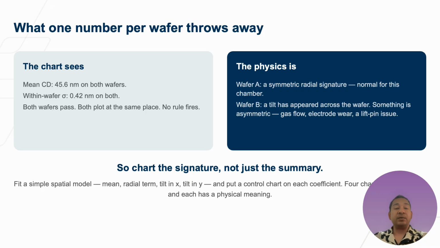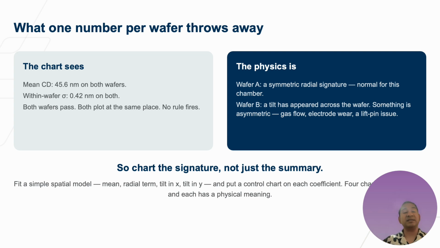Let me be precise about what one number per wafer throws away. The chart sees a mean of 45.6 on both wafers and a within-wafer sigma of 0.42 on both. Both pass. The physics is completely different. Wafer A has a symmetric radial signature, wafer B has a tilt and asymmetry, with the decision.